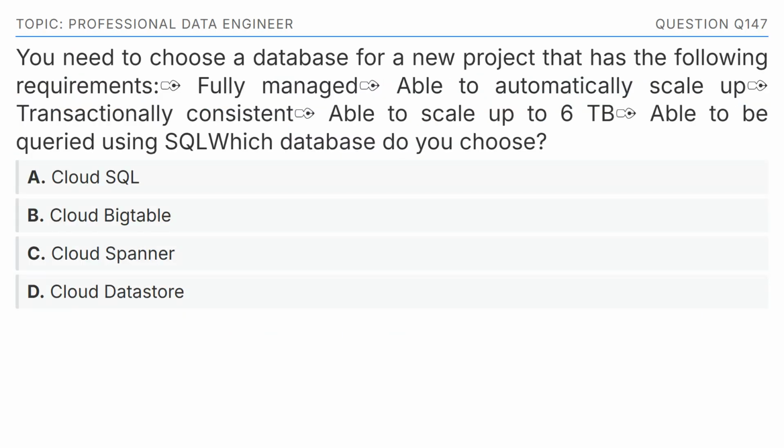You need to choose a database for a new project that has the following requirements: fully managed, able to automatically scale up, transactionally consistent, able to scale up to 6 TB, able to be queried using SQL. Which database do you choose? The options are: Option A, Cloud SQL. Option B, Cloud Bigtable. Option C, Cloud Spanner. Option D, Cloud Datastore.